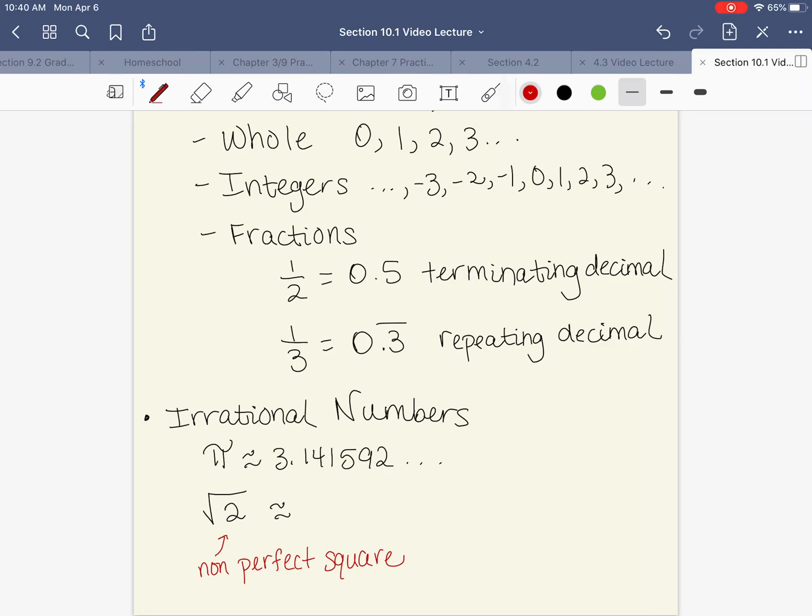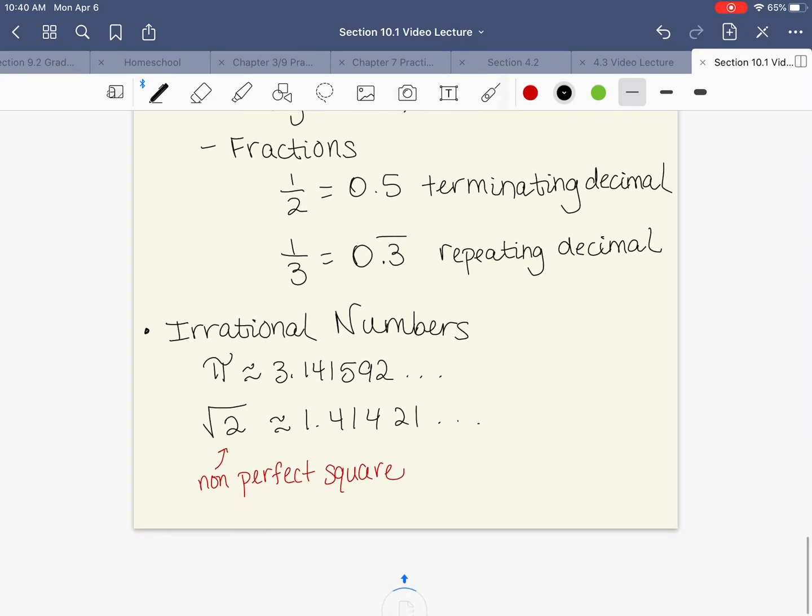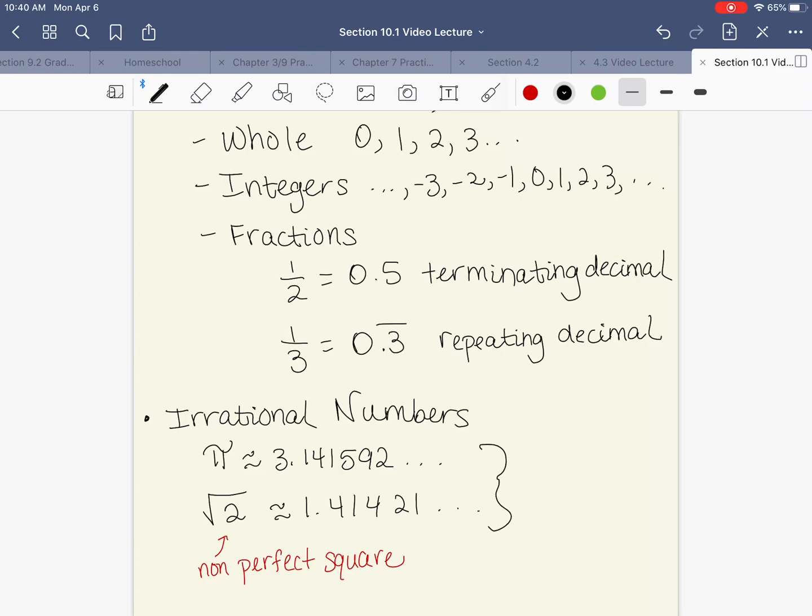So let's see, what is the square root of 2? I don't know it right off the top of my head. It is approximately 1.41421, so on and so forth. So these are non-terminating, non-repeating decimals.